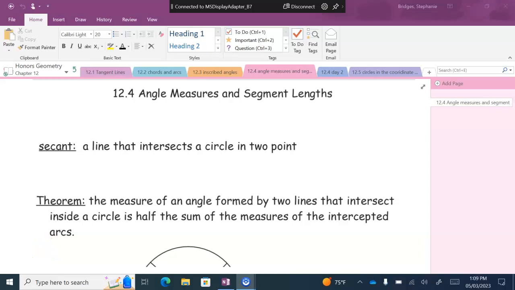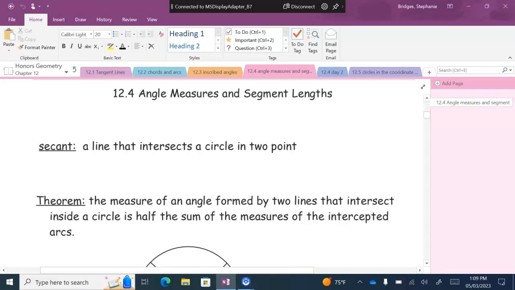Okay, so we talked already about a tangent. A tangent is a line that touches the circle in how many points? 1. And then a chord has its endpoints on the circle, and it touches it in 2 points. Well, a secant is a line that also touches it in 2 points. However, it goes through the circle. It doesn't end on the circle's edge, if that makes sense.